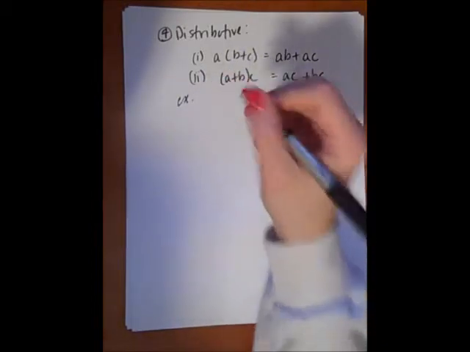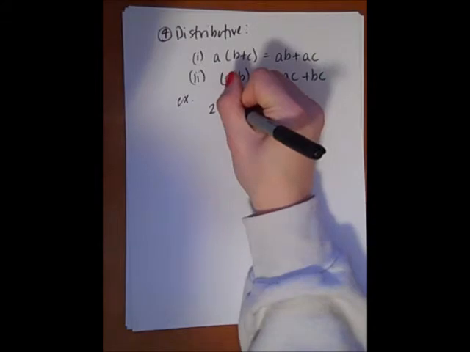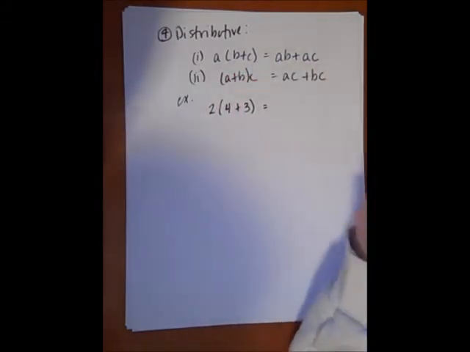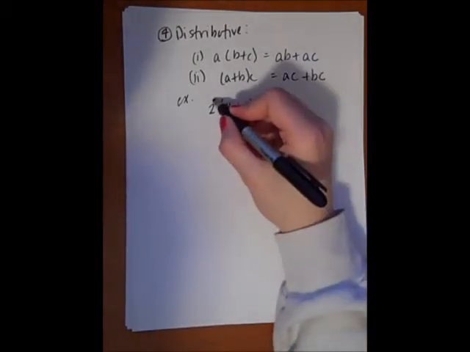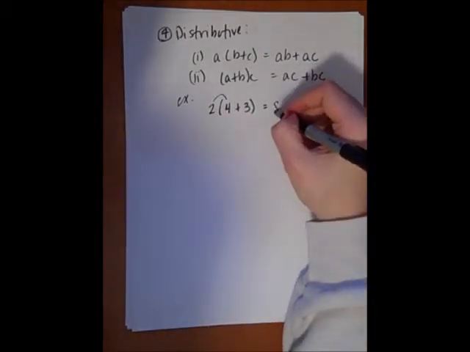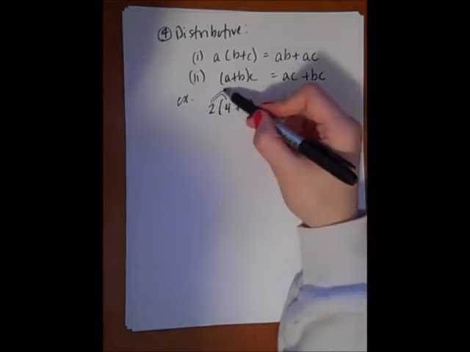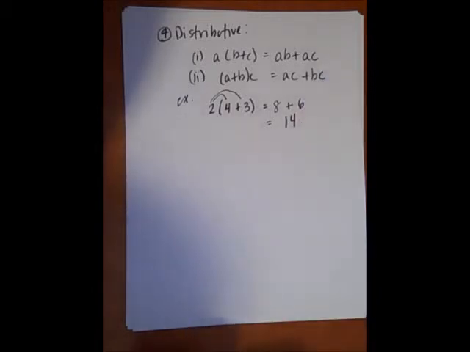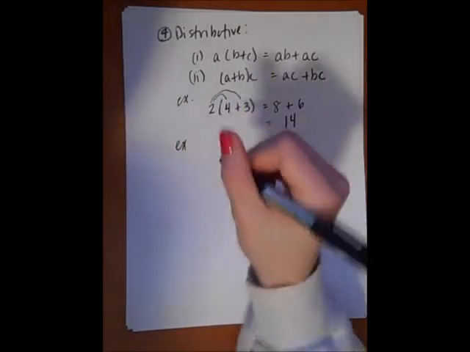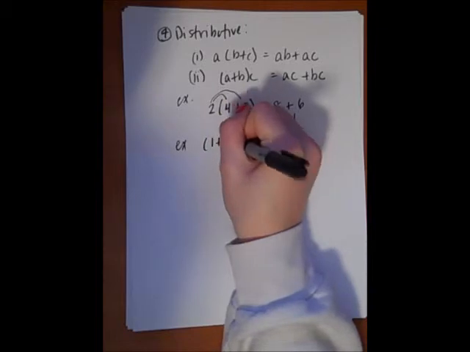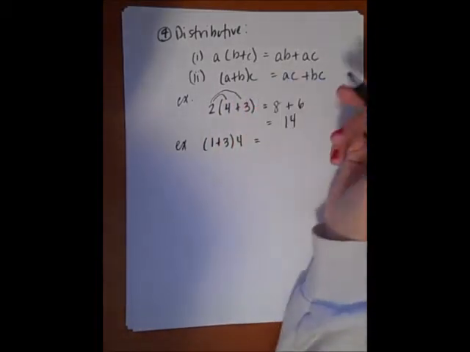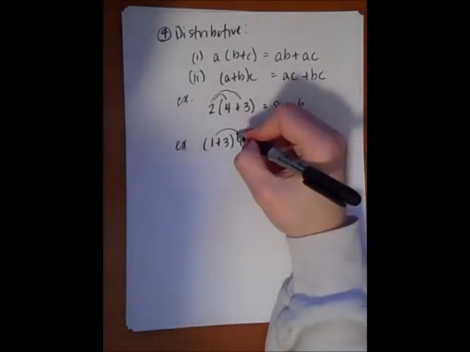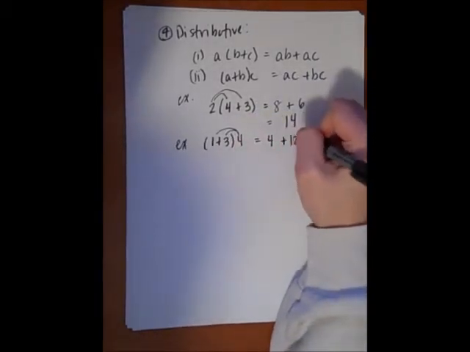So for example, let's say I want to do 2 times (4 plus 3). If I want to distribute this, I would first distribute the 2 times 4, which is 8. Then I would distribute the 2 times 3, which is 6. That would give me 14. Or let's say I want to do (1 plus 3) times 4. I could distribute the 4 to the 1, 4 times 1 is 4, then distribute the 4 to the 3, which is 12, and get 16.